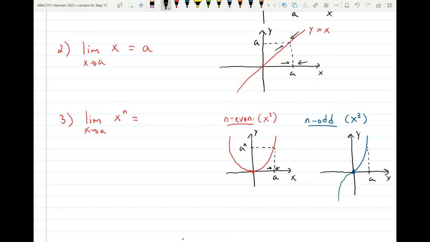In the case of n equals 2, then it would be a squared, okay? And this one here would be, once again, a to the n. If it's n equals 3, then it will be a cubed, etc. So the point is that all we have to do to find the limit is evaluate the function at that point. So once again, the answer here is a to the n.